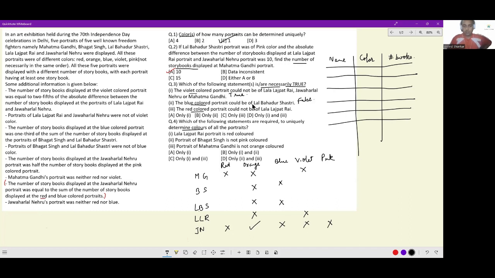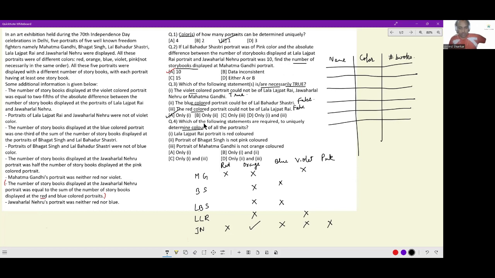This is false. Then the red colored portrait could not be of Lala Lajpat Rai. Red still has a possibility of Lala Lajpat Rai. In fact, if you remember the case that we had created for question 2, Lala Lajpat Rai was eventually turning out to be red. So even this is false. So out of the three statements, which is necessarily true? Option A, only one.